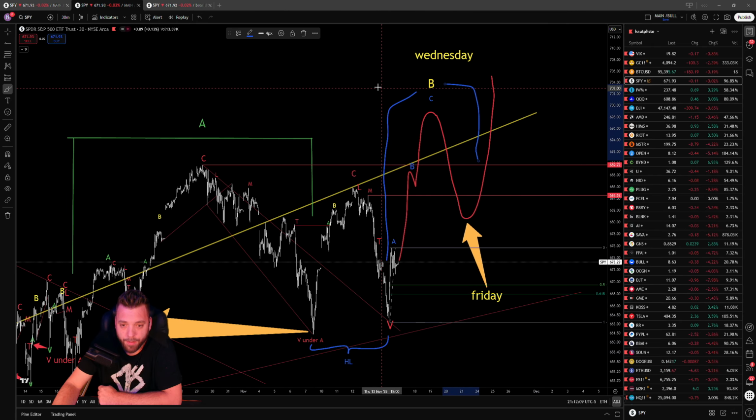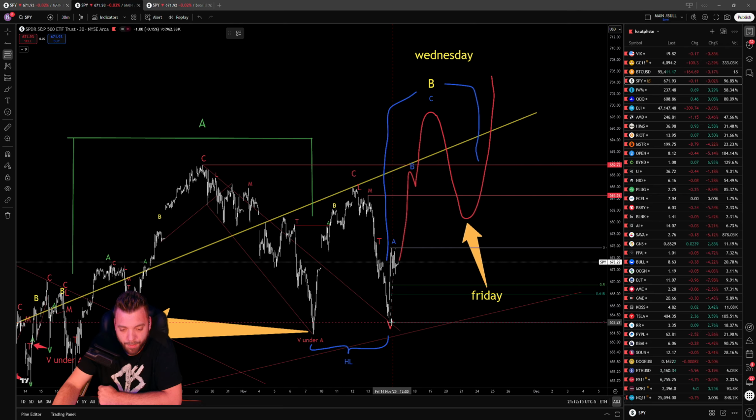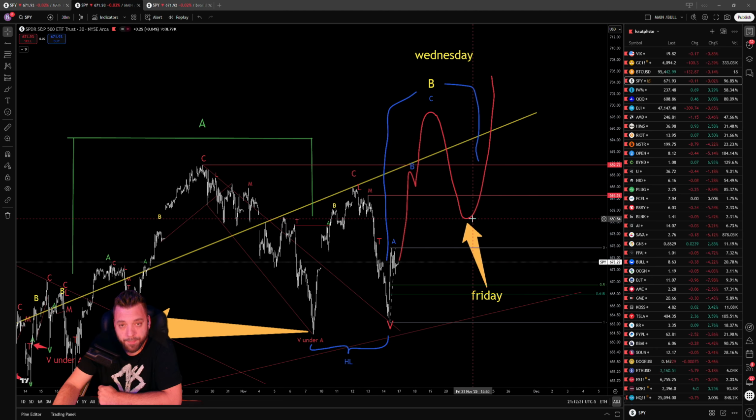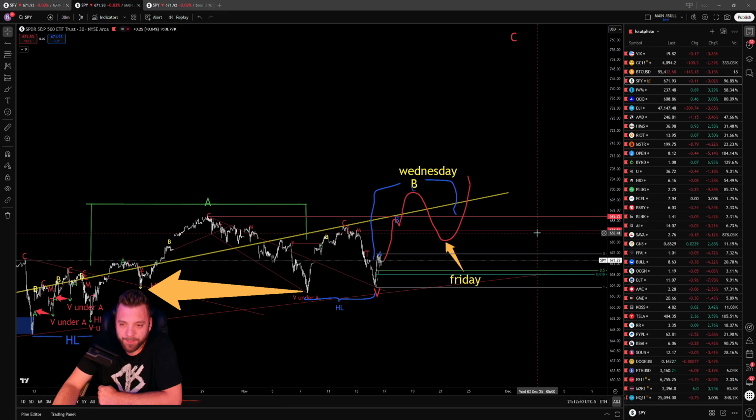This would be our small b. And then Thursday, Friday, we're doing the 0.5 pullback again, and that would mean if we go to 698, your 0.5 pullback would be exactly at 680. If we get this peak on Wednesday, then this is our Friday target. And then high low, and then let's see where our C is.